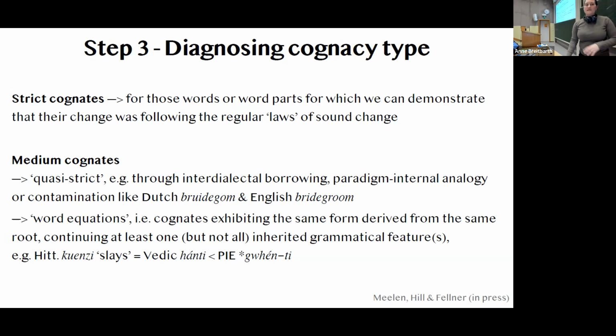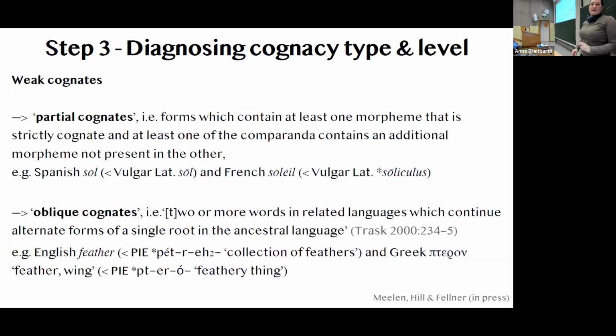So they're sort of in the middle. But really what's interesting is comparing the strict ones to the weak ones. And the weak ones would be the partial ones. So things like Spanish sol is obviously related to French soleil, but it's not exactly the same because it comes from different Latin forms, right? So there's definitely some cognate element in there, but it's very weak. It's just that first bit. And then you have oblique cognates, and this would be examples like English feather and Greek keron, where you have a collection of feathers and a feathery thing, etc.